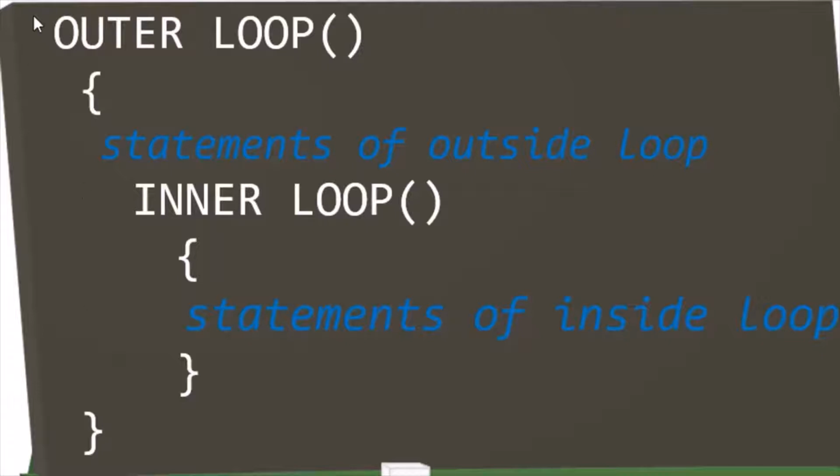You have to make an outer loop and an inner loop. There can be many inner loops, and one outer loop. They can be nested at any level. Now, for example, we take the case of the for loop.